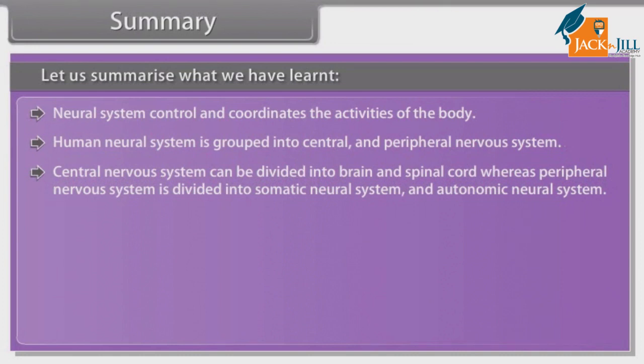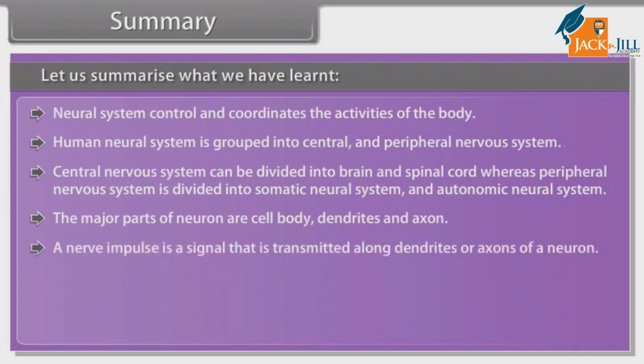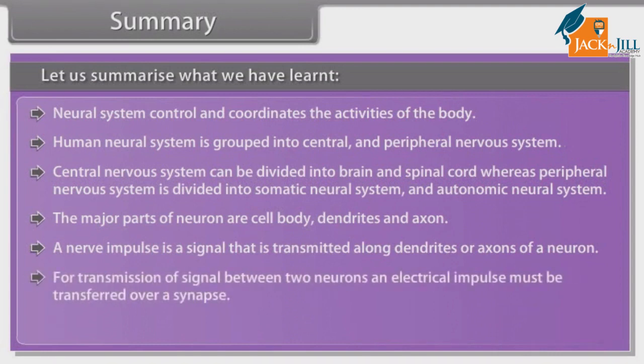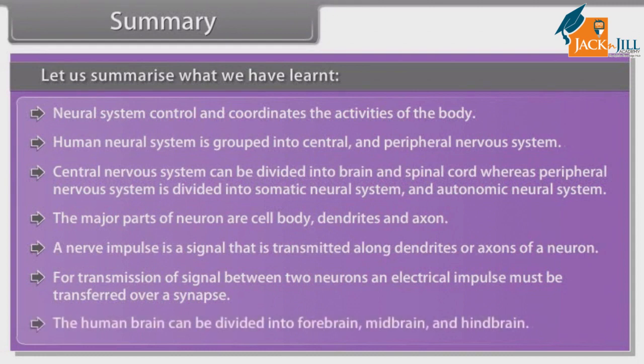The major parts of a neuron are the cell body, dendrites, and axon. A nerve impulse is a signal that is transmitted along the dendrites or axon of a neuron. For transmission of signals between two neurons, an electrical impulse must be transferred over a synapse. The human brain can be divided into forebrain, midbrain, and hindbrain.